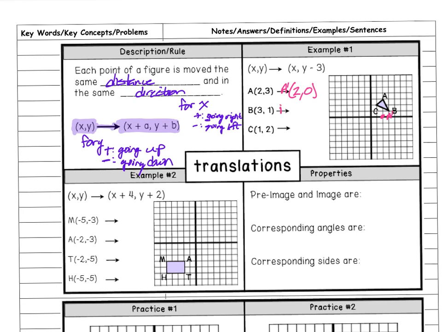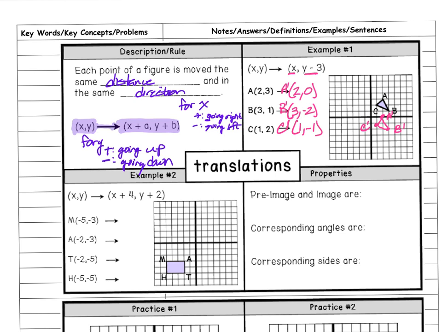Okay, and then B prime, I'm going to do the same thing. X stays the same. I'm just following my directions. X stays the same, y I subtract 3 from. So 1 minus 3 is negative 2. Good. So I have a point at (3, -2), which would be here. So that's B prime. And C prime: x stays the same, and y becomes 2 minus 3, negative 1. So I'm at (1, -1), and that is C prime.